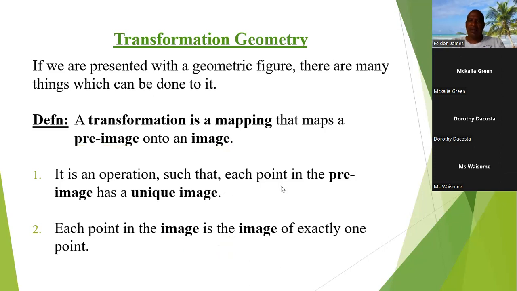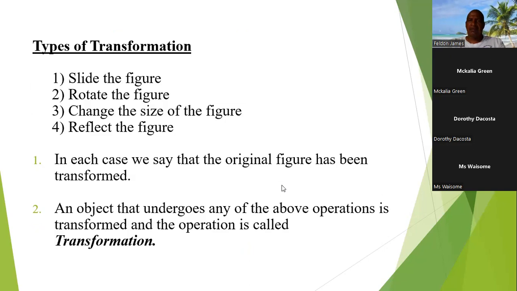Now, with that said, let us see the various types of transformation that we can carry out on different shapes. We can do various things with a shape. We can slide the figure. Of course, you slide things around on a computer screen all the time. You click on it, drag it, and move it from one place to another on the screen. That would be an example of a slide. Another name given to sliding is translation.